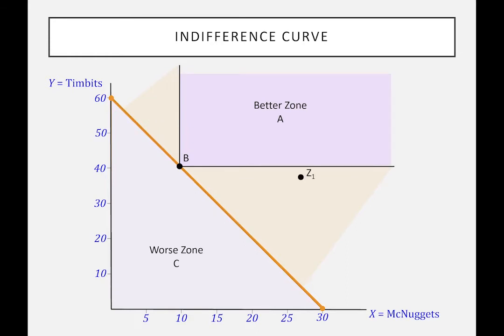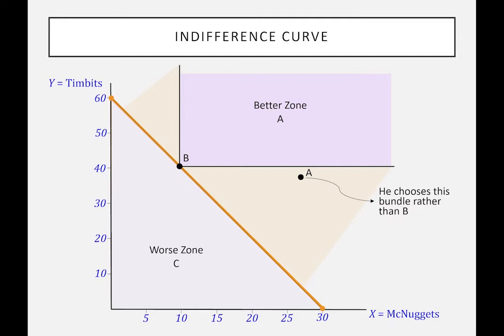Let's consider a possibility. Let's take Z1 as a possible bundle. Now, in this case, he's going to give up a few Timbits, but he's going to get quite a few more McNuggets. So for the sake of argument, let's just say he thinks that he would prefer Z1 if he could. He doesn't have the money for it, but if he could, he would choose Z1 versus B. So we can say that Z1 is really in the A zone.